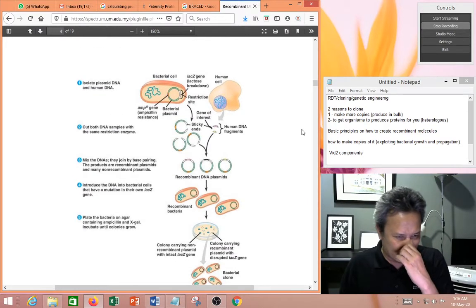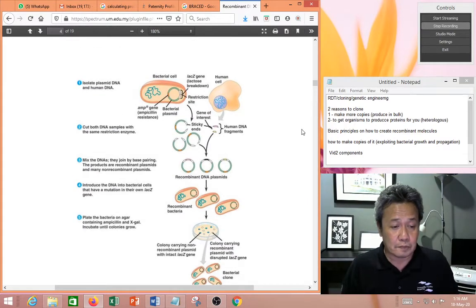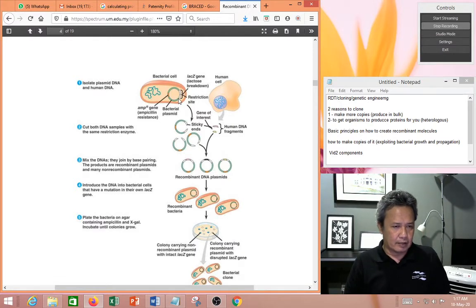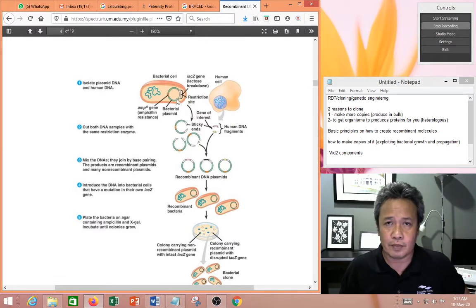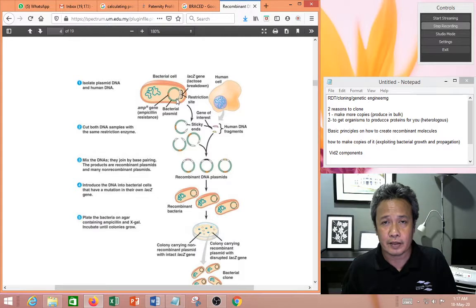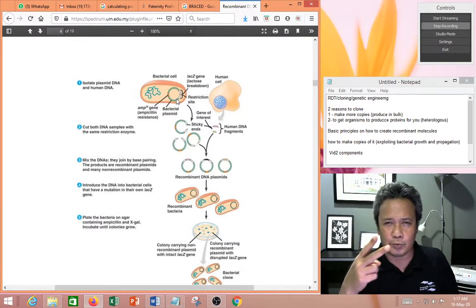This one just shows you another way of selection. Remember I mentioned that we can select based on the presence of antibiotics. So here, sometimes this one gives you a double selection. Why? Because there are two processes that you want to select.